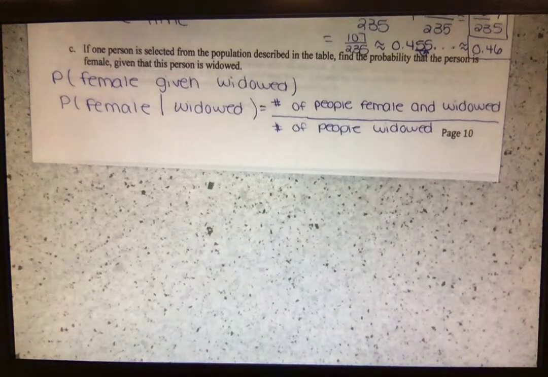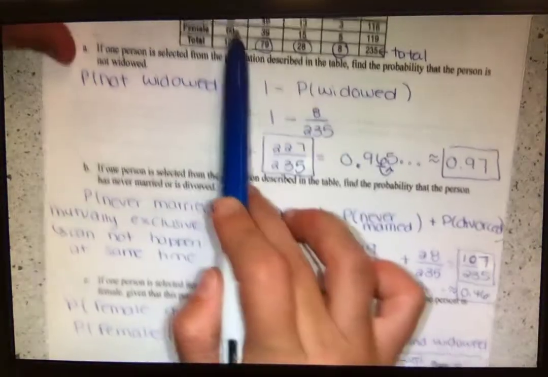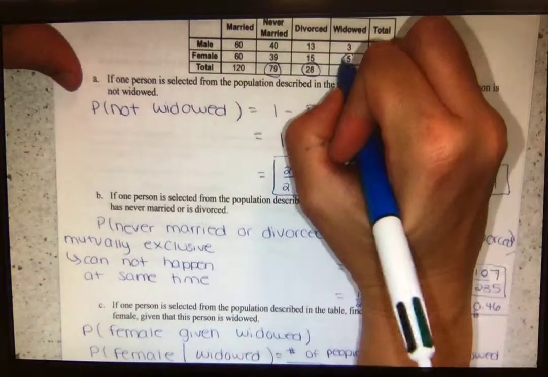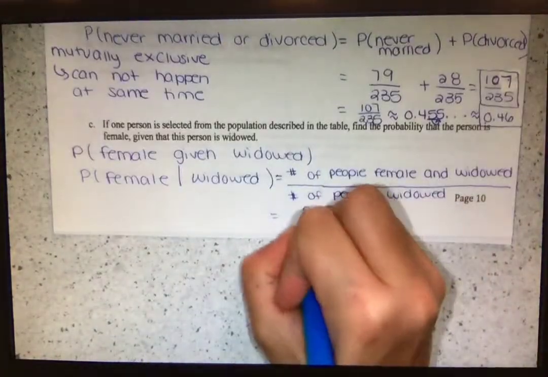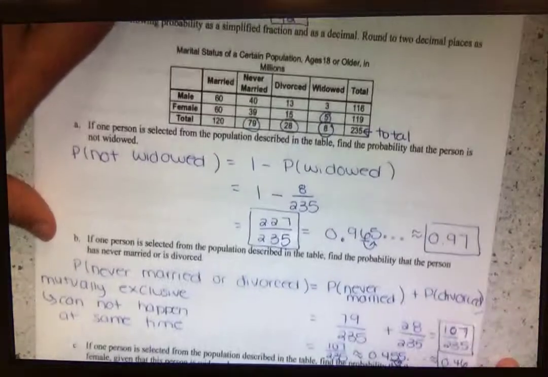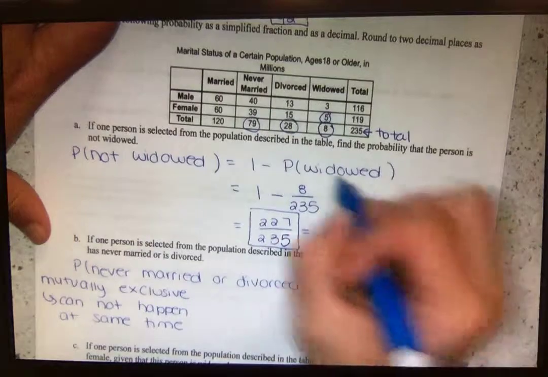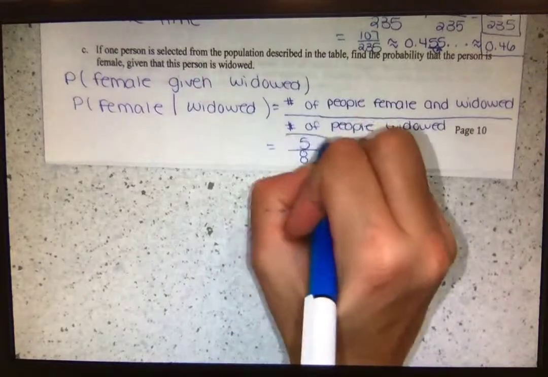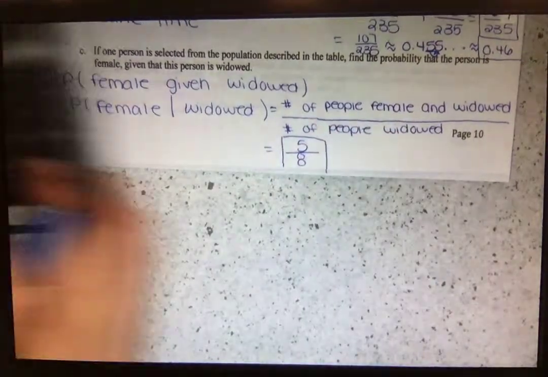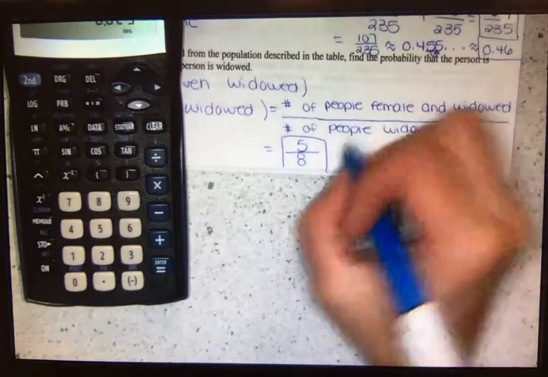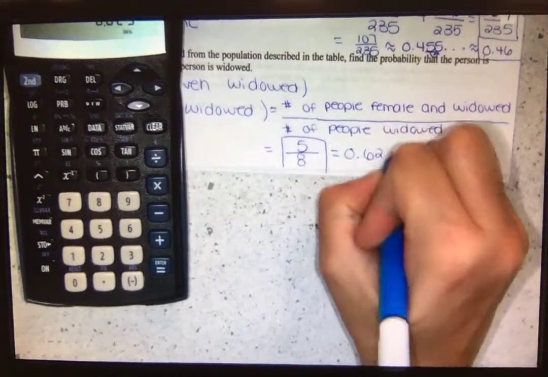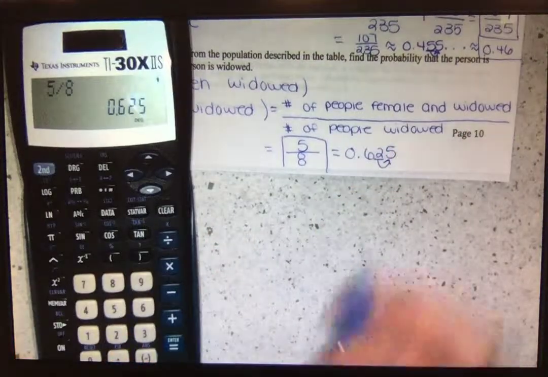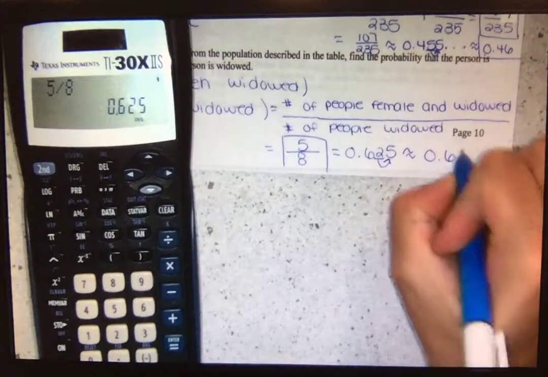So out of this table, how many people are female and widowed? In this female row, and widowed column, 5. How many people total are widowed? 8. So 5 out of 8. That is simplified, so that would be our simplified fraction answer. And then putting this into our calculator, 5 divided by 8, we get 0.625. Rounding to 2 decimal places, we're rounding that 2. Looking next door is a 5, so it'll round up to about 0.63.